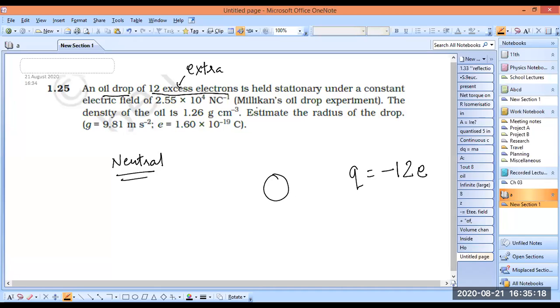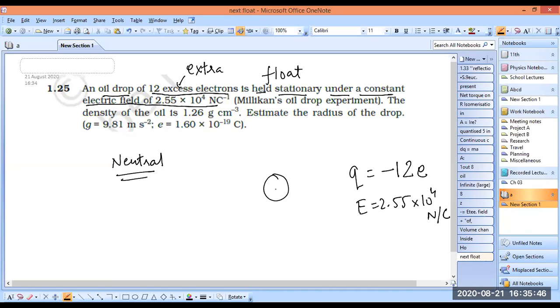Now it is given that it is held stationary. So what it means is it will float under a constant electric field of 2.55 into 10 raised to 4 Newton per Coulomb. So this has some charge Q, and obviously it will also have a mass. So let's say it has a charge Q and a mass M, right? Because of gravity, it should fall down.